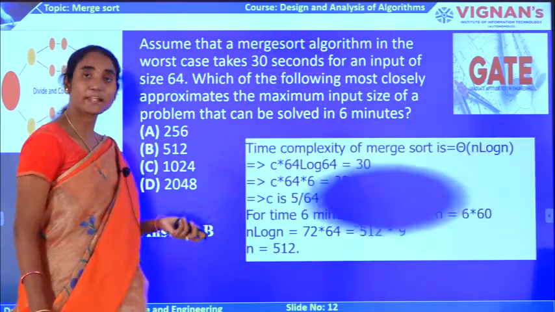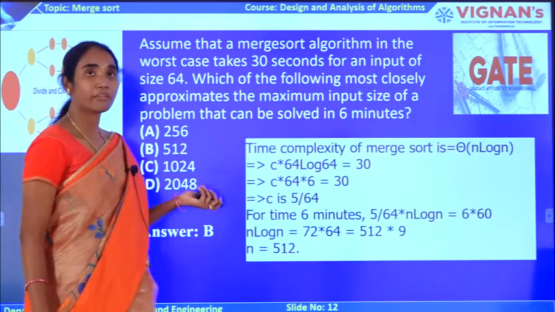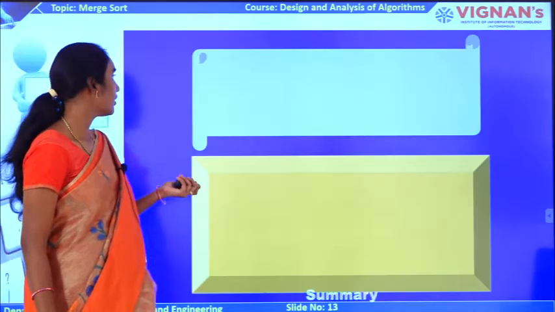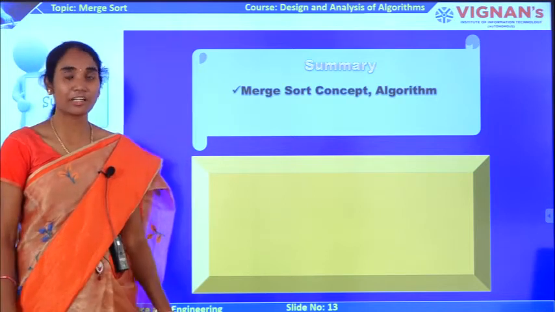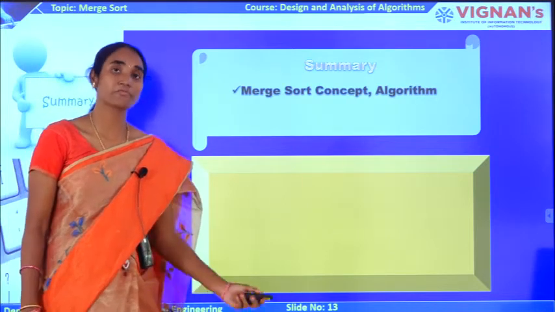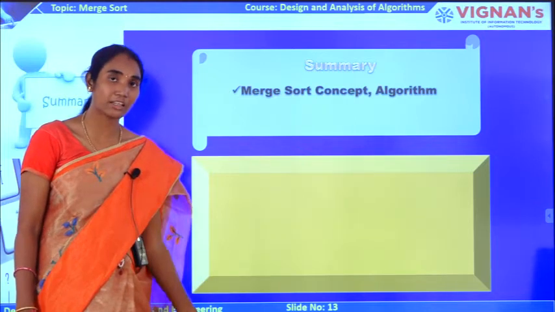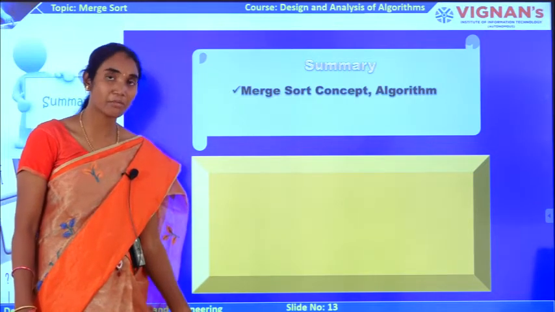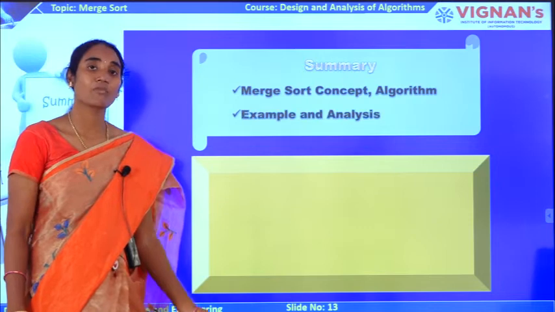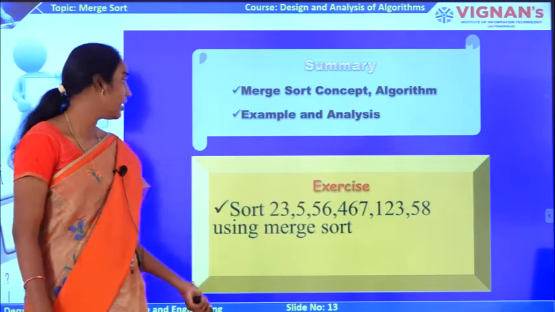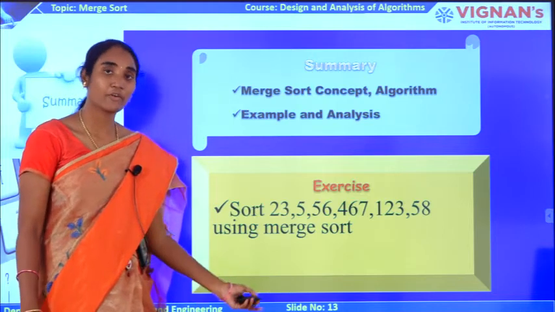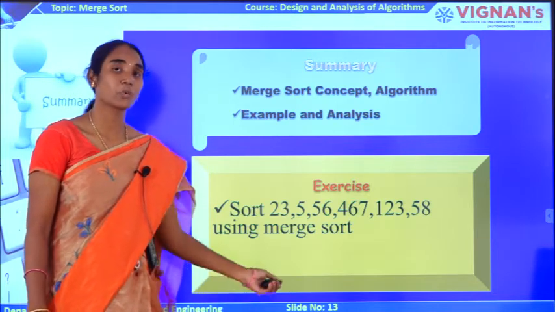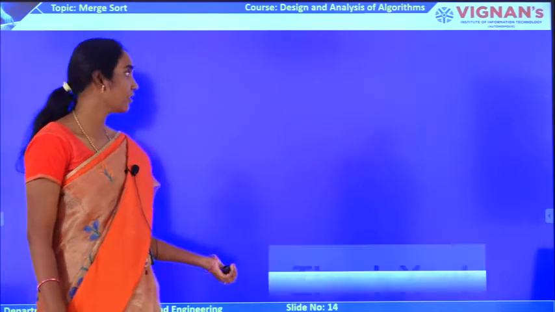So this is the explanation part. If you want, you can recollect it again. Now finally, the summary. Today we have seen what is meant by merge sort and the two algorithms it uses: the merge sort algorithm and the merge algorithm. We have also seen an example followed by analysis. And this is a small exercise: sort these elements using merge sort, and I also need the tree structures for these elements. Thank you.